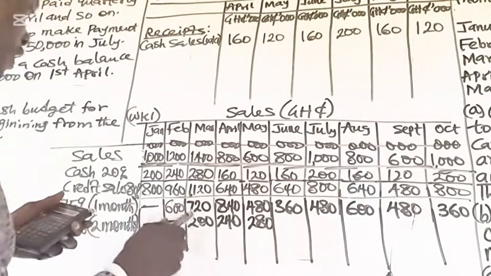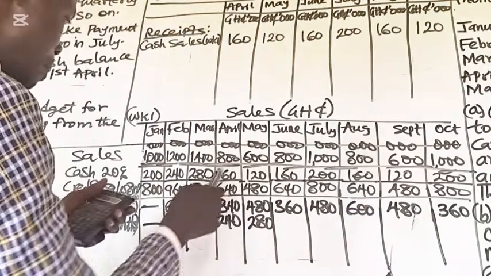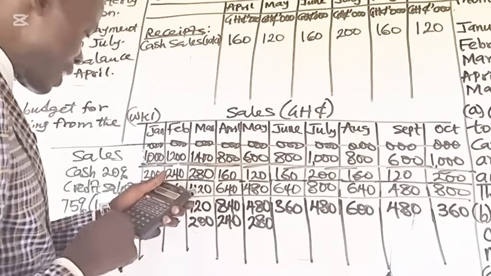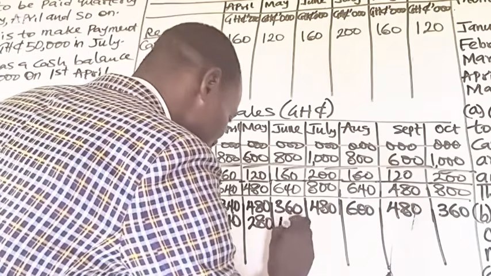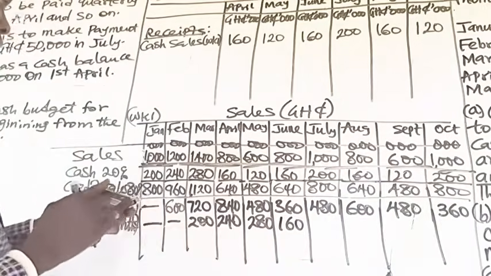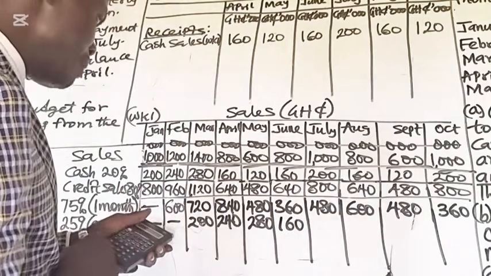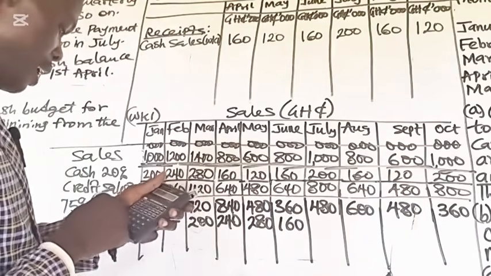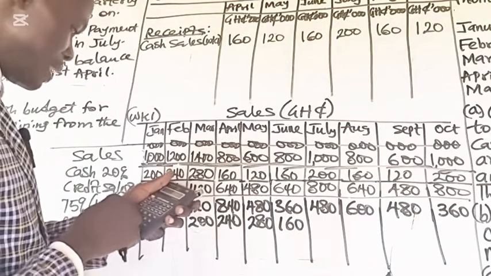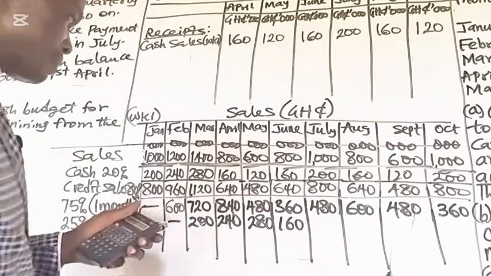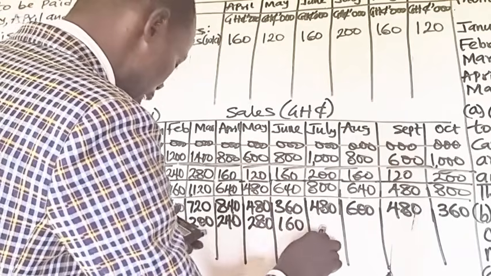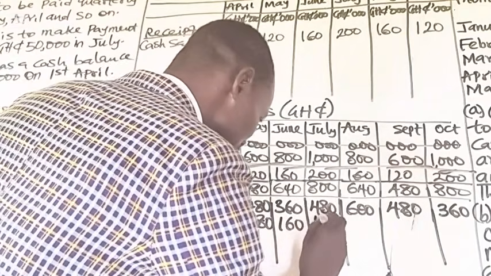Then, of the sales made in the month of April, the credit sales is 640. What is 25% of that credit sales? It gives us 160. That will be collected in June. Of the sales made in the month of May, the credit sales is 480. What is 25% of that credit sales? 120. Now, since it was made in May, 2 months, June, July, which is 120.